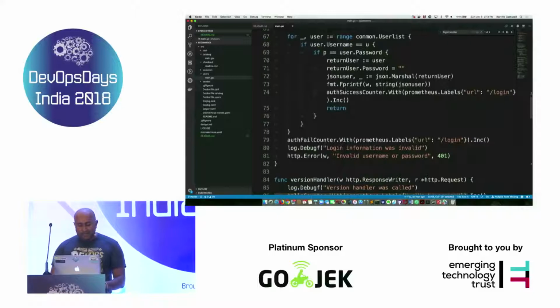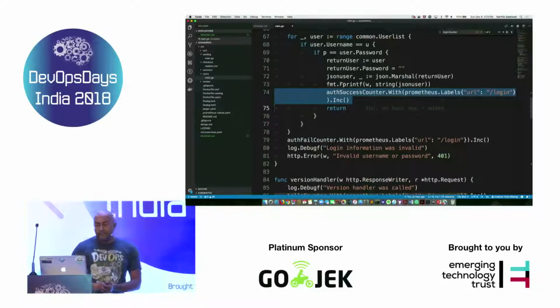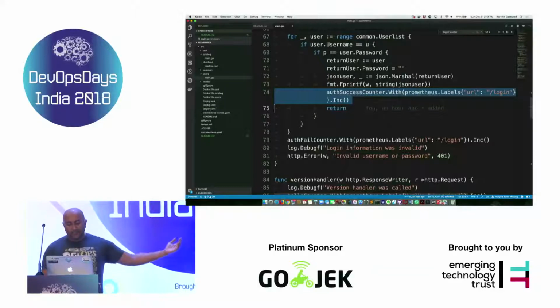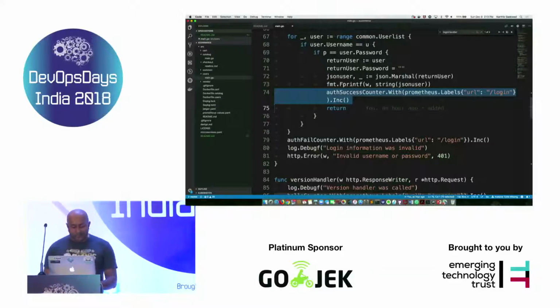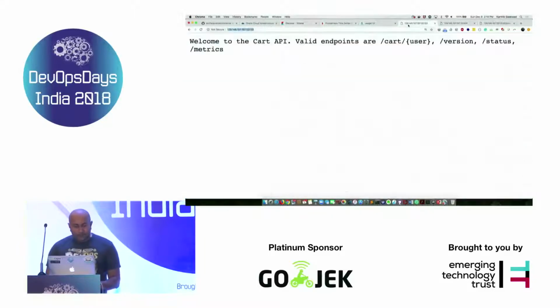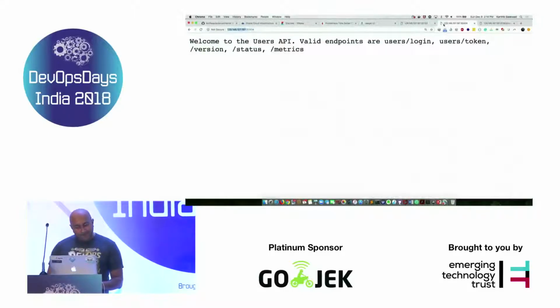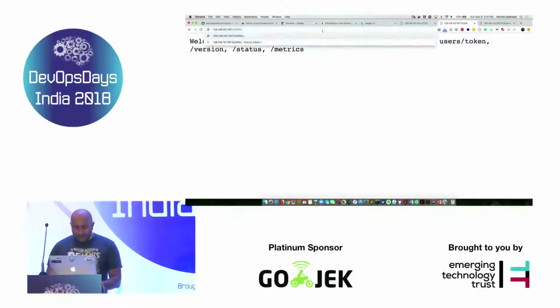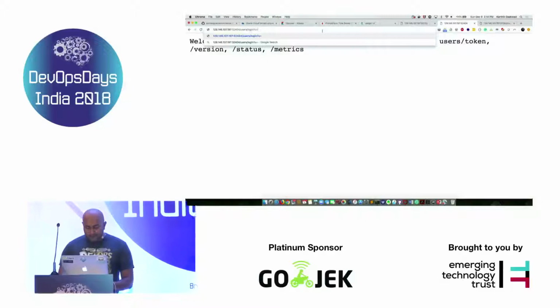And then also there's a success and fail. So if something succeeds, we'll increment the counter. If something fails, we'll have another counter for that. So let's see if this actually works. We'll go back to that was the users API. So I can do users, and then it said login, and u equals Karthik.